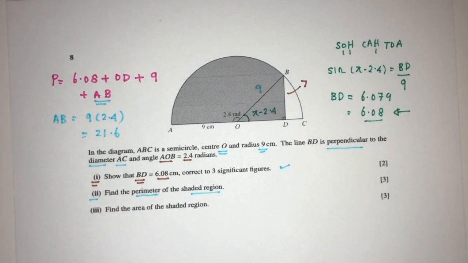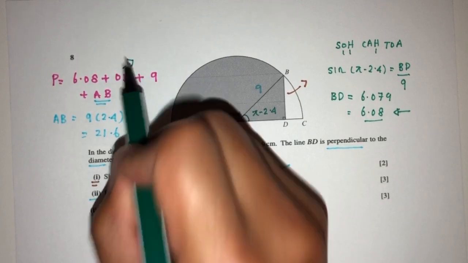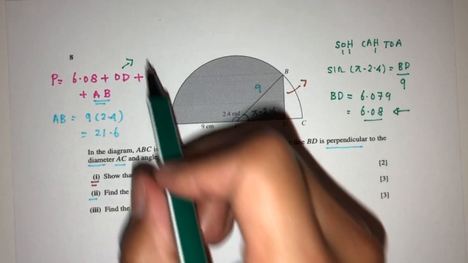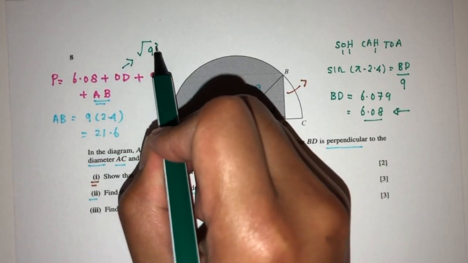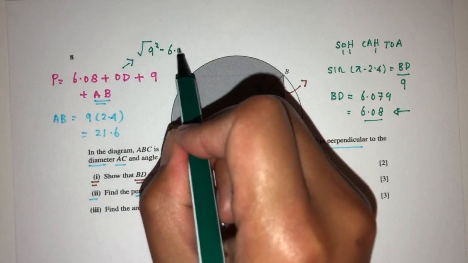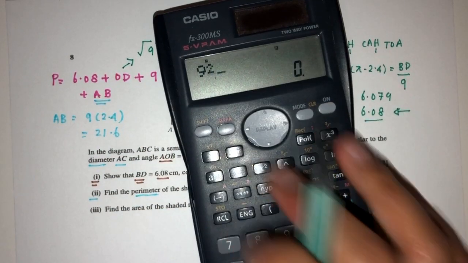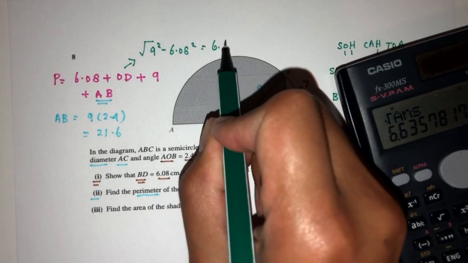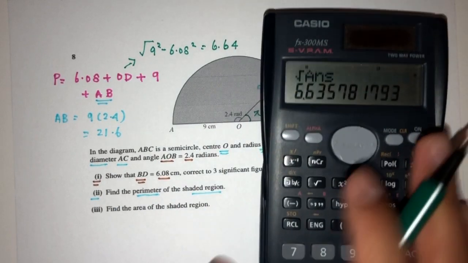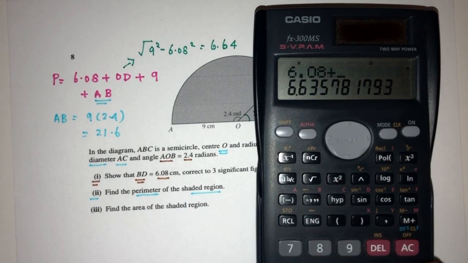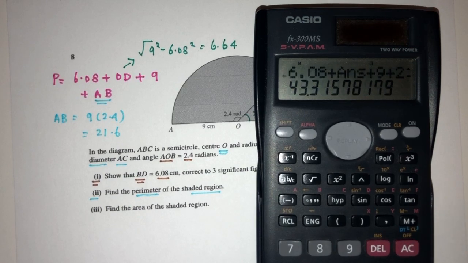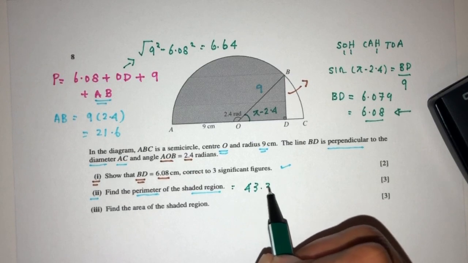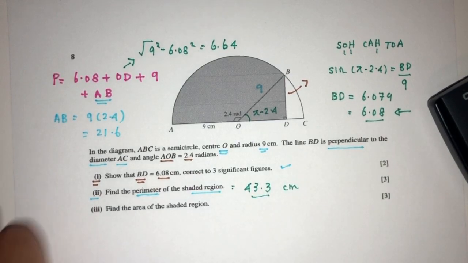Now we have to find the length of OD. OD pretty easy as well. We can use the Pythagoras theorem now because we know the two sides of this right angle triangle. So it will be root of 9 squared minus 6.08 squared, that will be 6.64, 3SF. So let's add everything. We have 6.08 plus your answer plus 9 plus 21.6. That should be 43. So the value of P here will be 43.3, correct to 3SF for your perimeter.